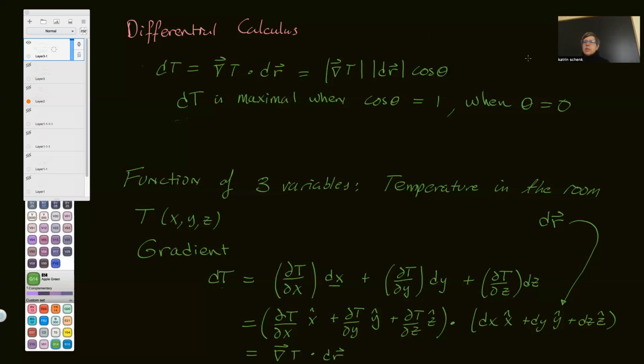Well, I'm just trying to decide if we have time for this example. I think we should do it. All right.